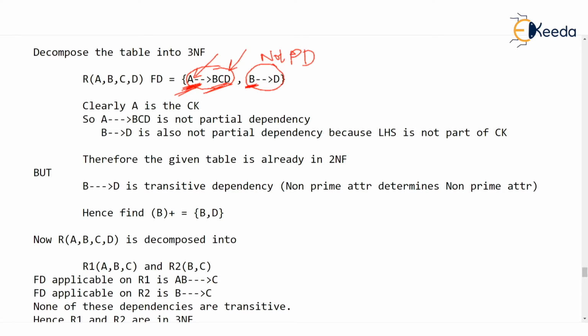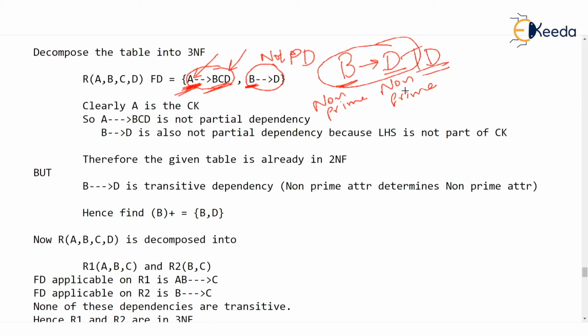In fact, you see in B determines D, you just check. B is a non-prime attribute. Who is the prime attribute? Yes, A is the prime attribute because A is the candidate key. B is a non-prime attribute and D is also a non-prime attribute. The non-prime attribute determines a non-prime attribute. This is not a partial dependency, but this is a transitive dependency, correct?